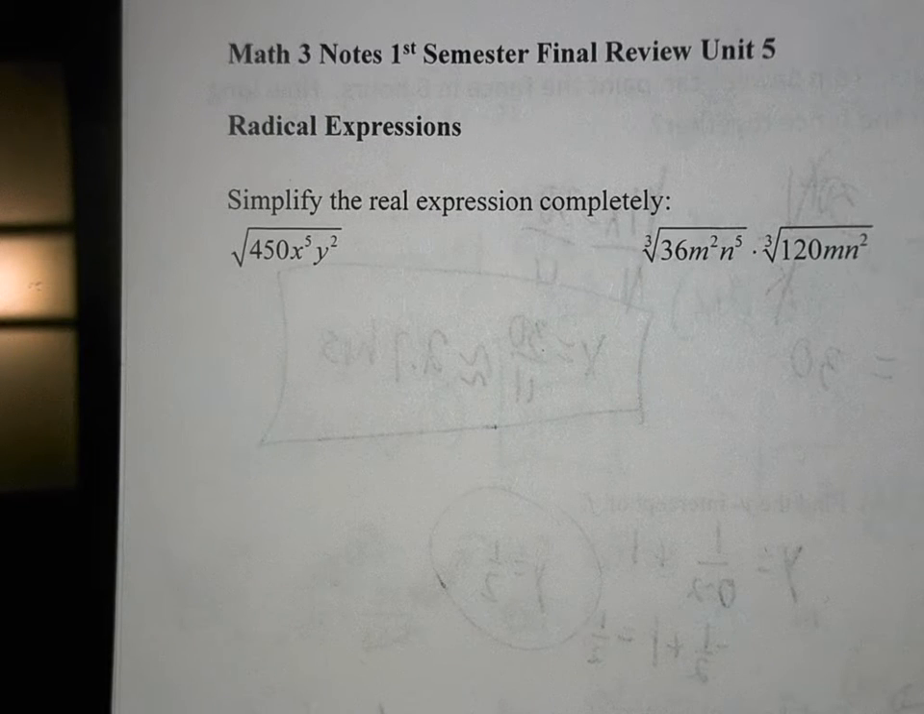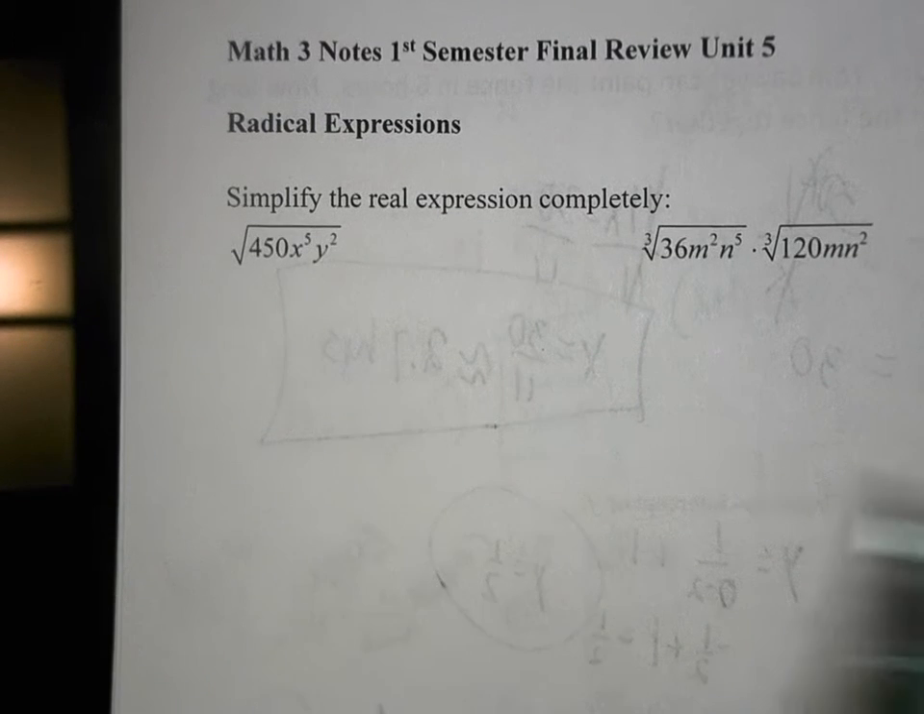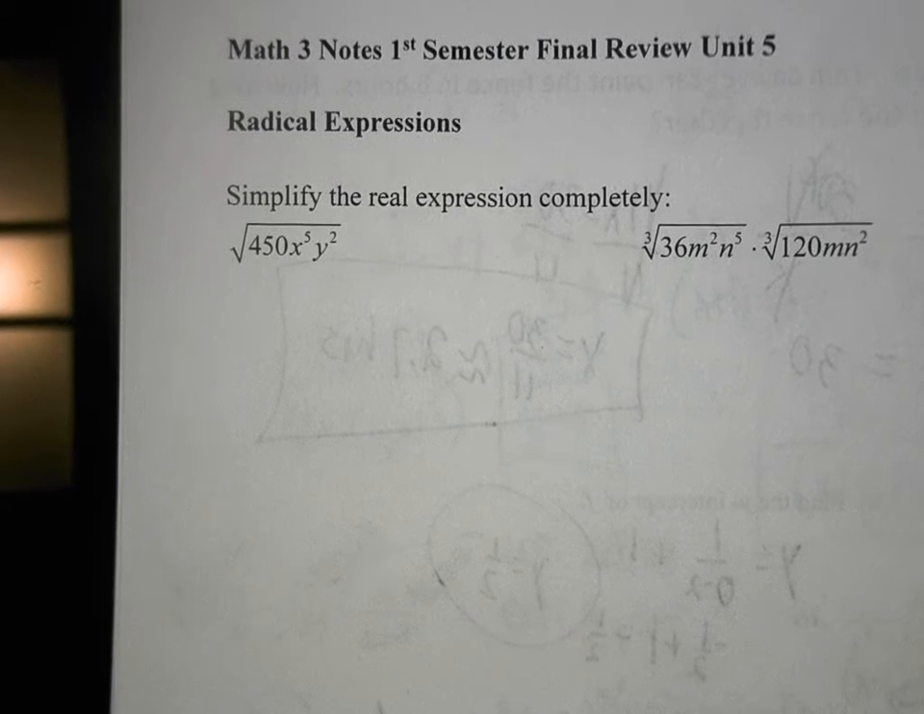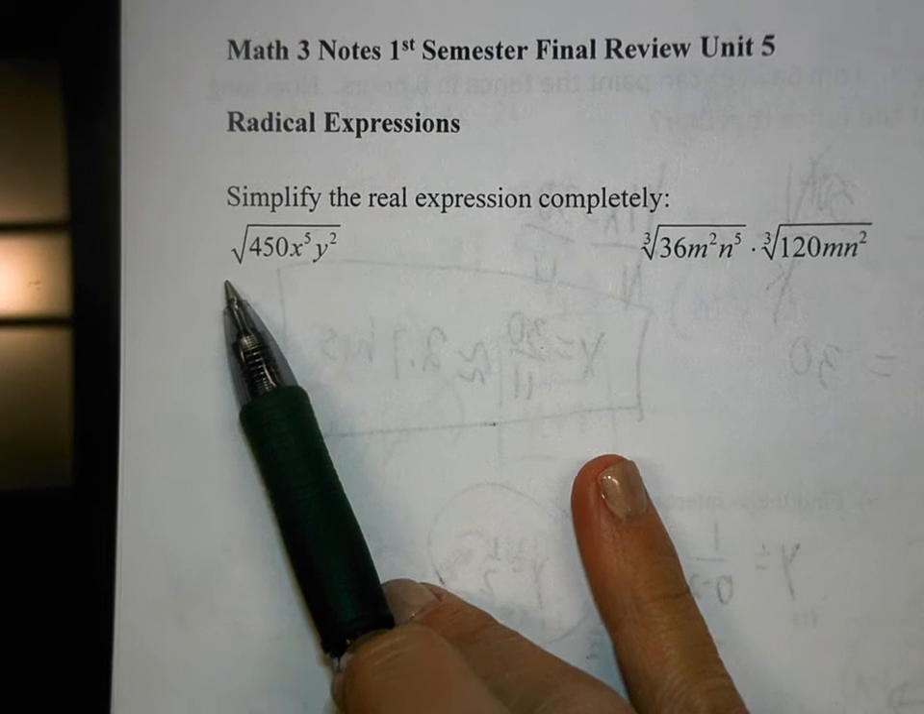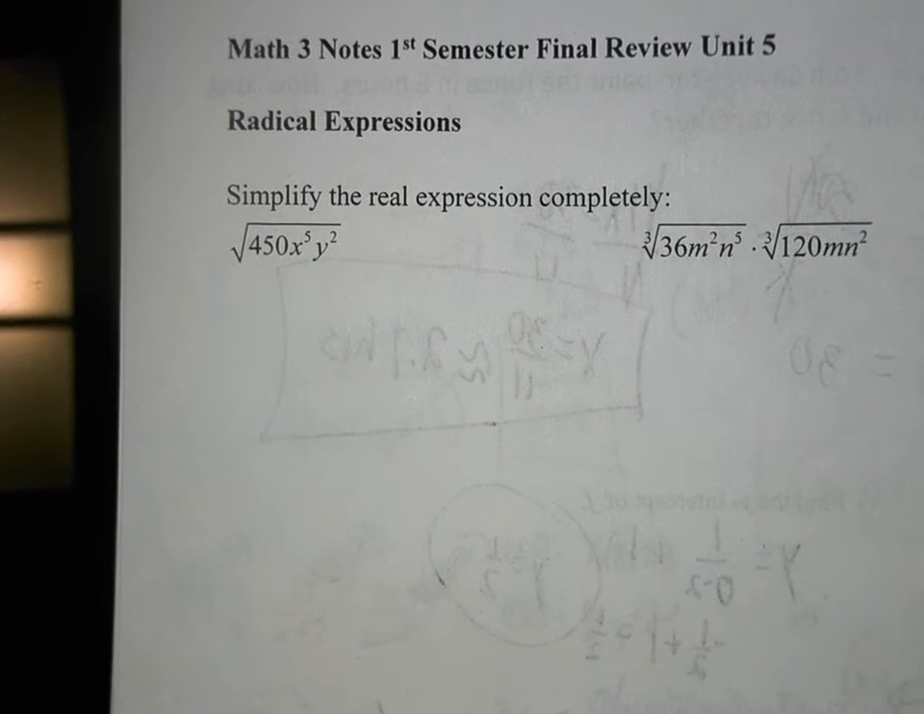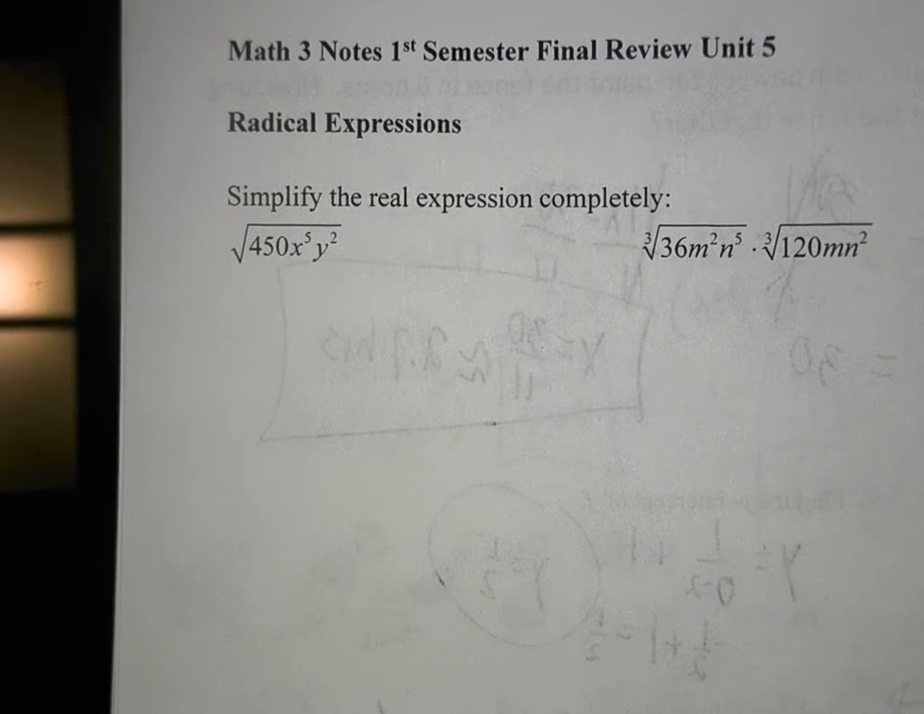Math 3, Unit 5 review. So here we're simplifying radical expressions. Pay attention to your root. If it's a square root, how many do you need for a group? 2. And so what would be something good to break down 450?